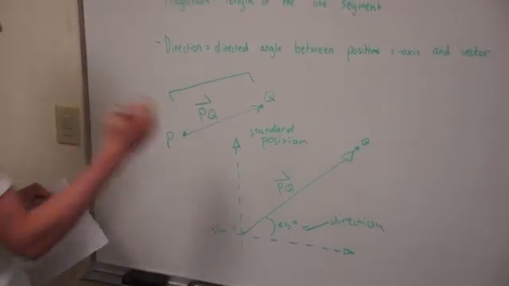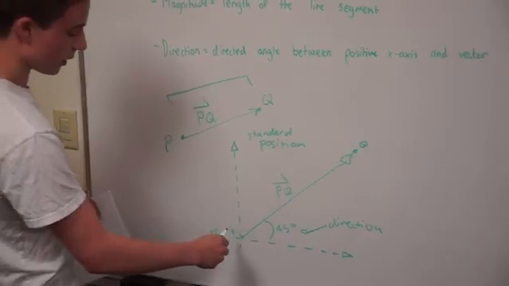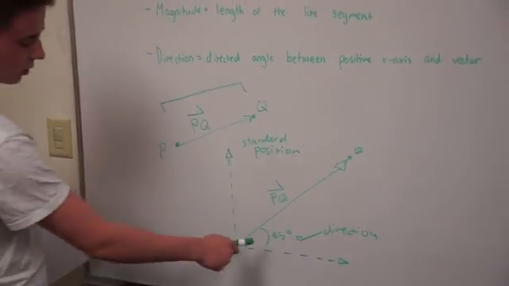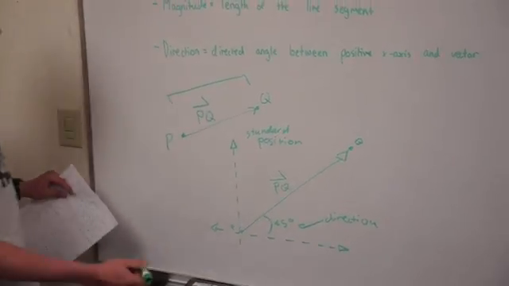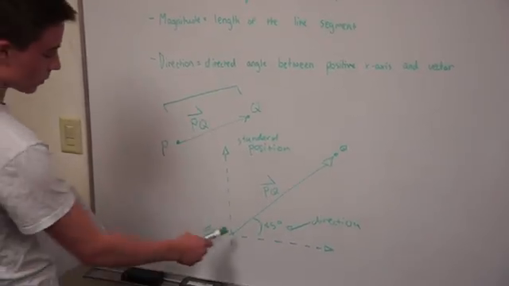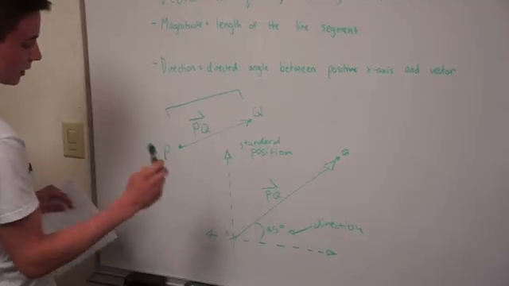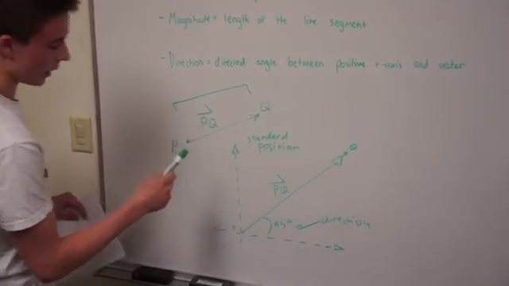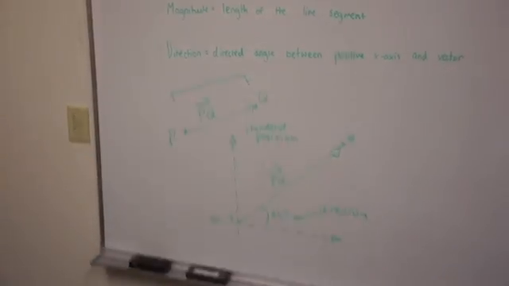And if you have it on a graph like this, again, the magnitude will go from P to Q, and the direction is the angle it forms with the x-axis. And since this point is at 0, 0, then it's said to be at standard position.